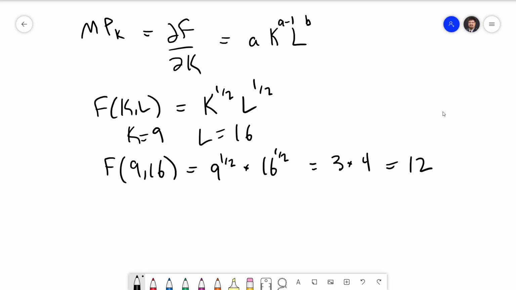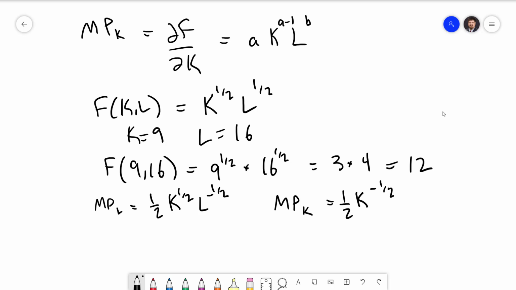Let's do our marginal products for our example. The marginal product of labor will be 1/2, K to the 1/2, L to the negative 1/2. Again, remember that the K to the 1/2 just came along for the ride. We took the 1/2 power from the L, brought that down, and subtracted 1. Marginal product of capital is going to look very similar. This time the 1/2 from the K comes down, and we subtract 1 to get negative 1/2. This time the L to the 1/2 just comes along for the ride because it's treated as a constant.